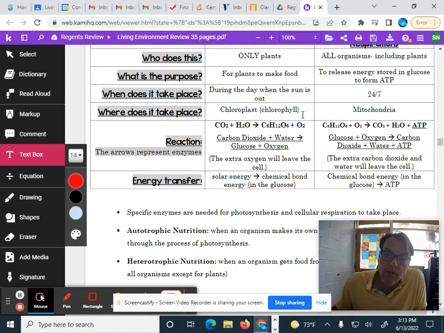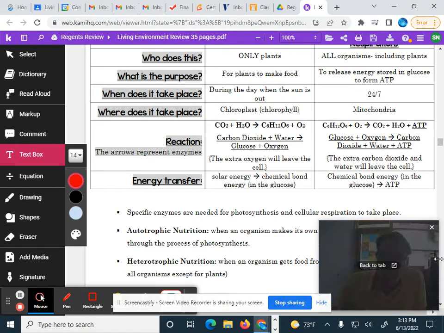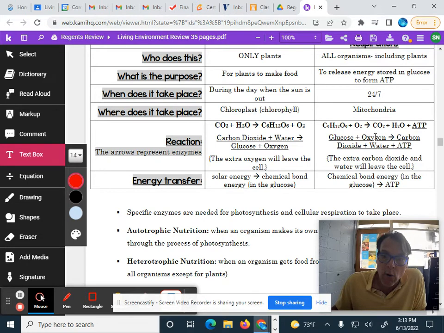Chloroplast is where photosynthesis takes place, mitochondria for respiration. Here are the formulas. Don't forget the chemical formulas. Realize that they're almost exact opposites. They're reciprocal processes. The reactants of one are the products of the other. Okay? The products of one are the reactants of the other.